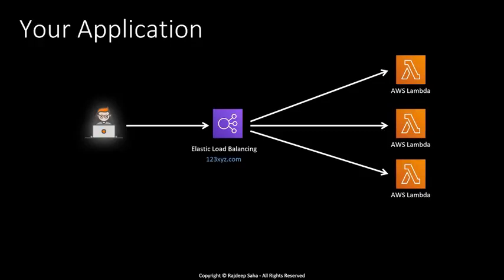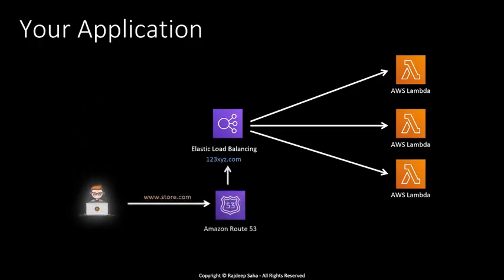Now, what if your application should be exposed with a website that you already have, such as www.store.com? How do you solve that? Because Elastic Load Balancer gives you the DNS. Well, you can use Elastic Load Balancer with a DNS service such as Amazon Route 53. So anytime user invokes www.store.com, the traffic first goes to Amazon Route 53, and from Route 53, using an alias or an A record, those traffic can be forwarded to this load balancer.